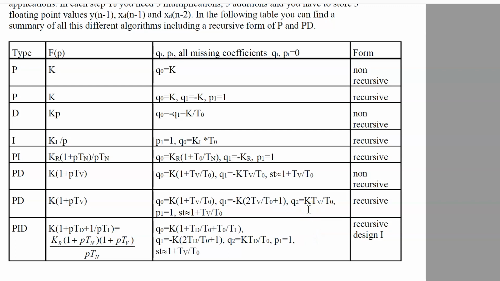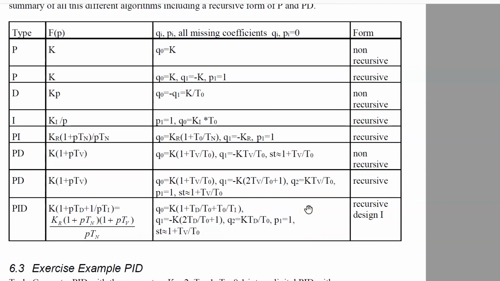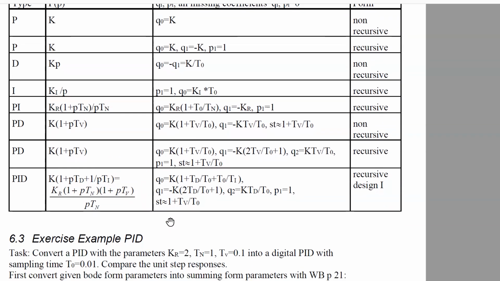Okay, let's do an exercise example to investigate the PID behavior a little bit more. My calculation takes a PID controller with K 2, Tn 1 second, Tv 0.1 second, and I want to work with a sampling time of 10 milliseconds, 0.01 second. Okay, let's do the exercise on paper.